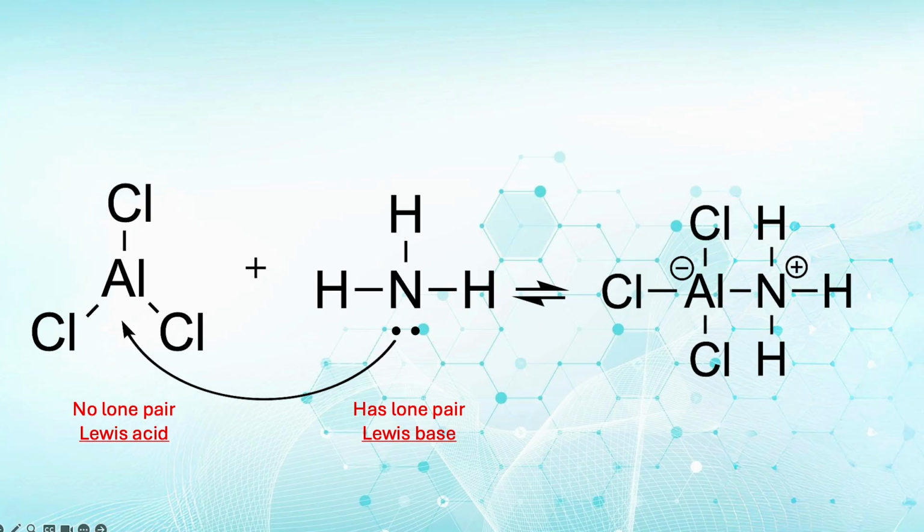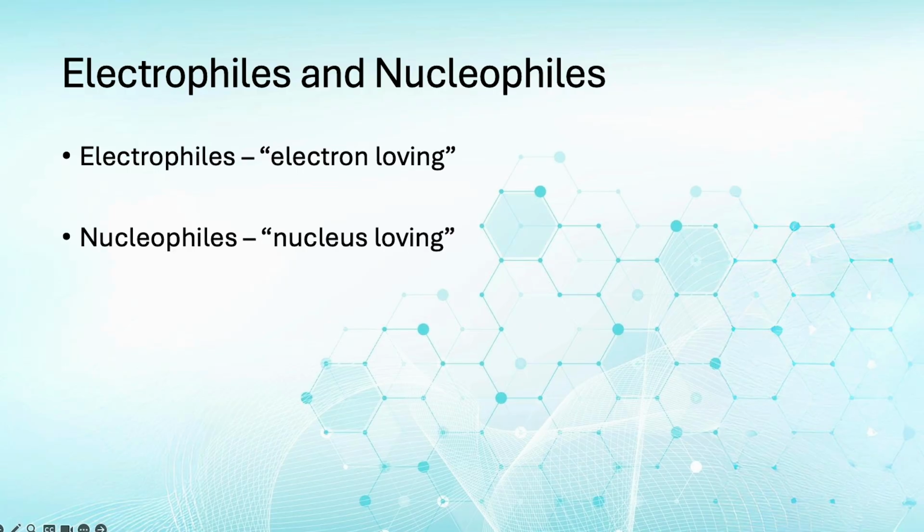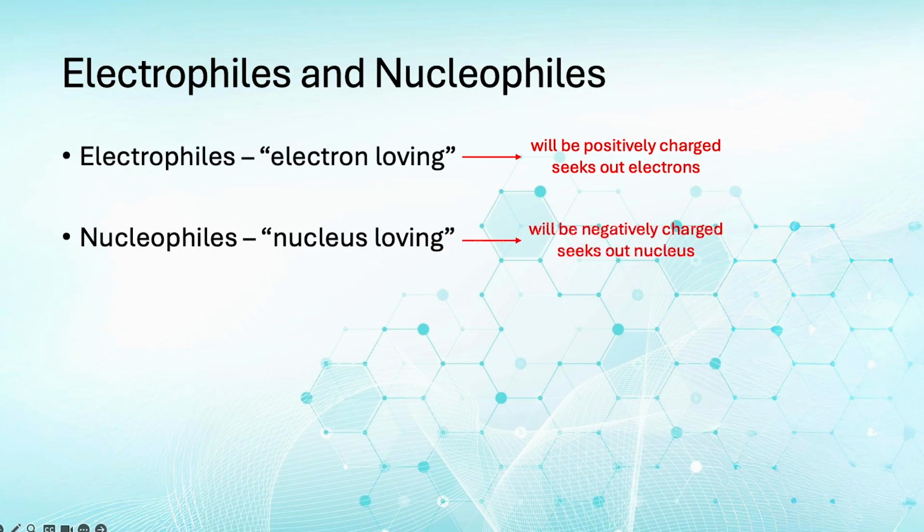Now is a good time to introduce two new terms, electrophiles and nucleophiles. Electrophile simply means electron loving, and nucleophile means nucleus loving. Since electrons are negatively charged, we can determine that an electrophile will be positively charged. Since a nucleus is positively charged, we can determine that a nucleophile will be negatively charged.